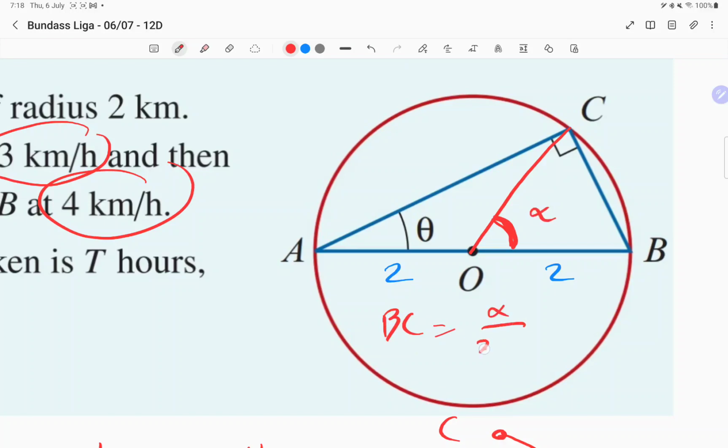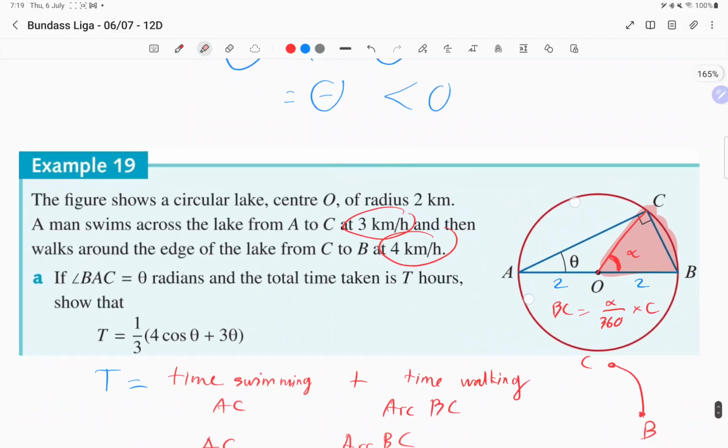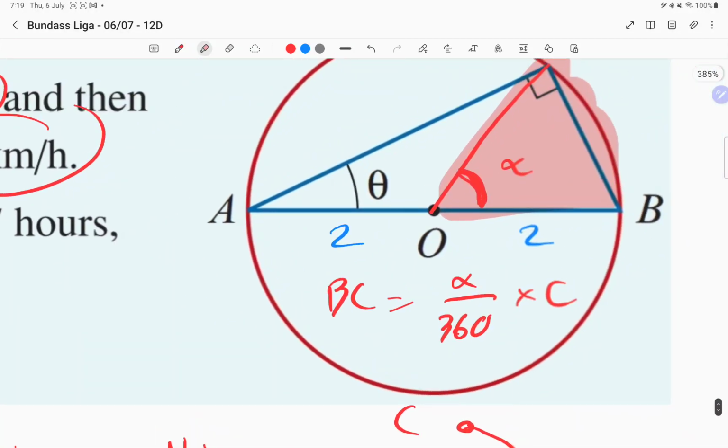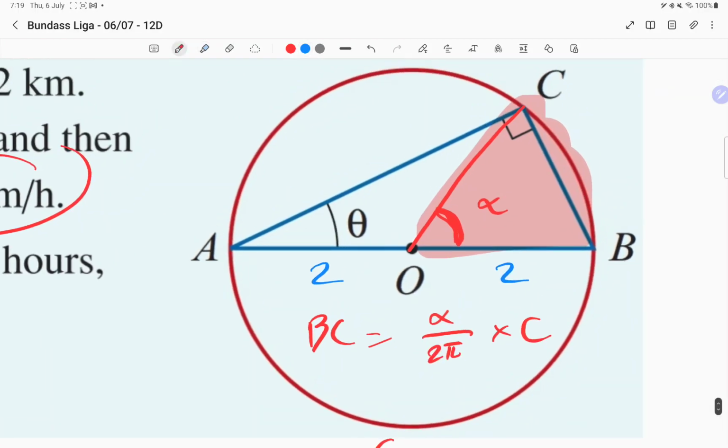That would be alpha over 360 times the circumference. Does it make sense? It's a portion of the circumference. The circumference is the whole thing. What is the portion? The portion is this part here, and it's defined by the angle. So it's the angle over 360, the total, in degrees, or radians, sorry. Radians, so alpha over 2 pi times the circumference. And what is circumference? It's 2 pi r.